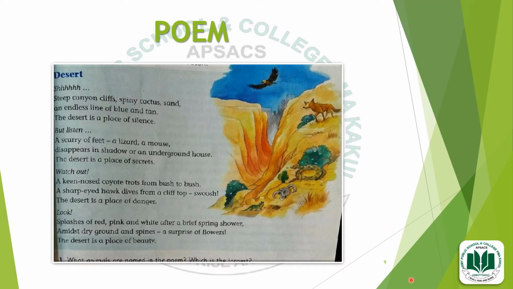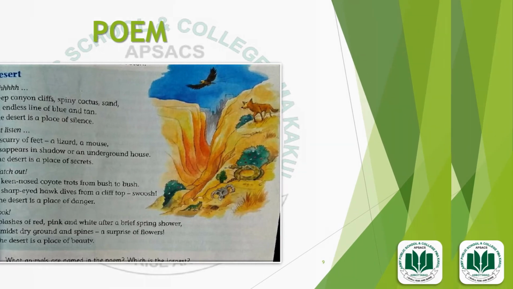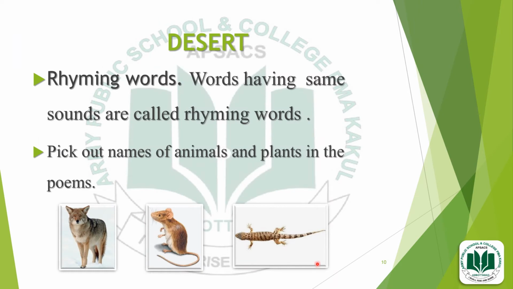Here kids, I have read the poem for you, and now what you have to do is read this poem with proper pronunciation and then you will do some exercises. What you have to do is first of all rhyming words. Now you will pick out rhyming words from the poem.